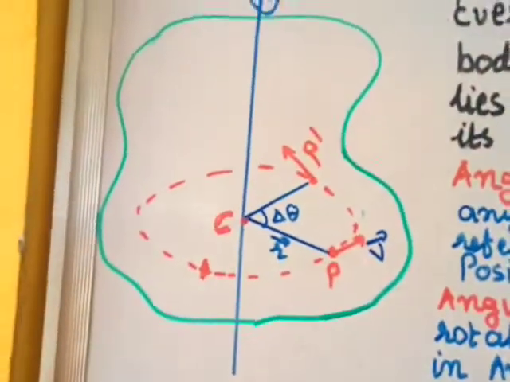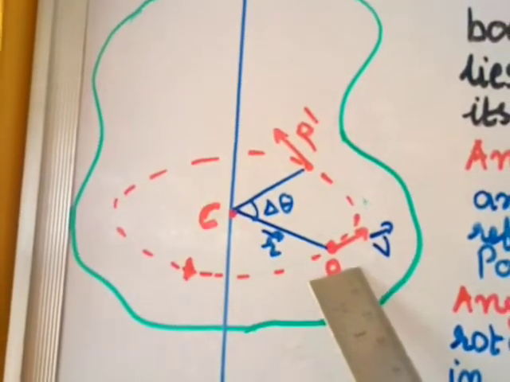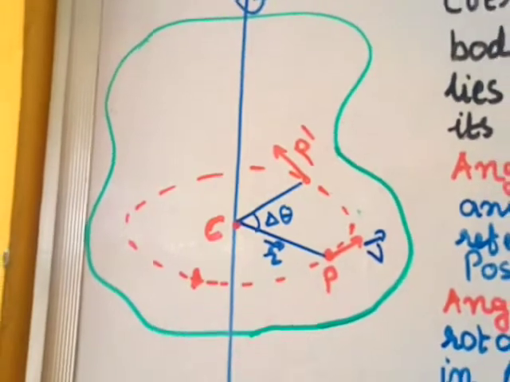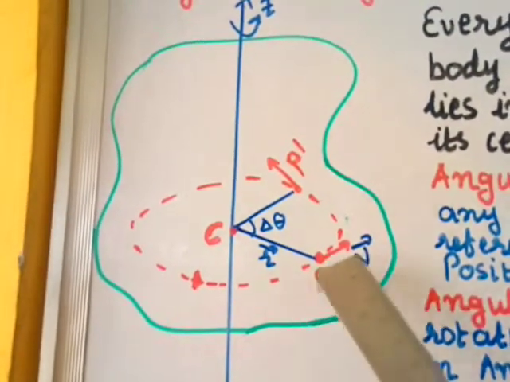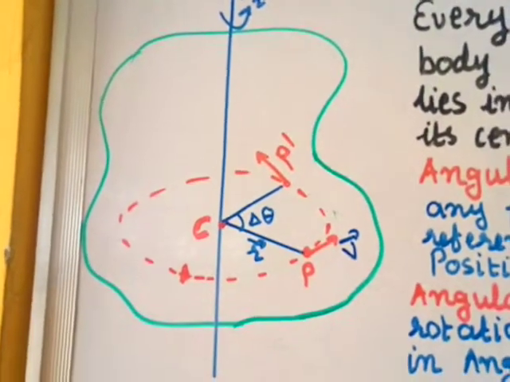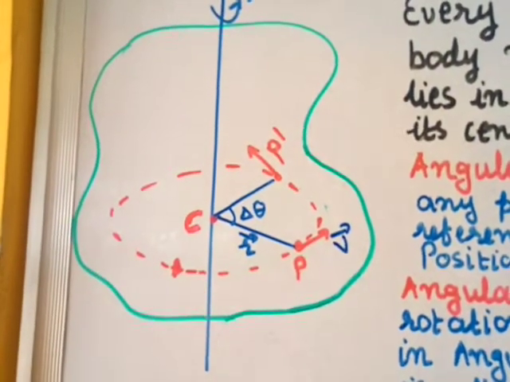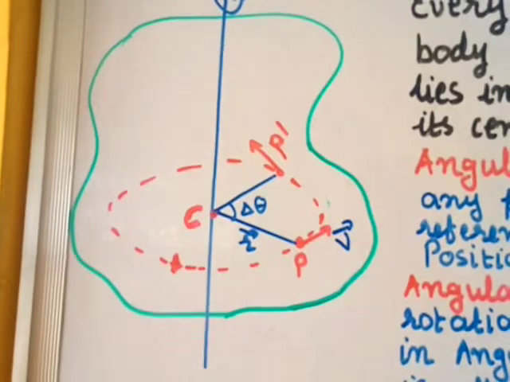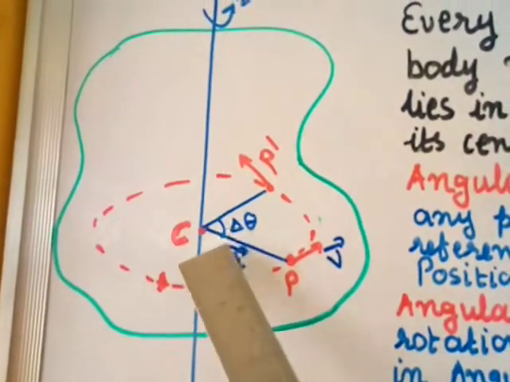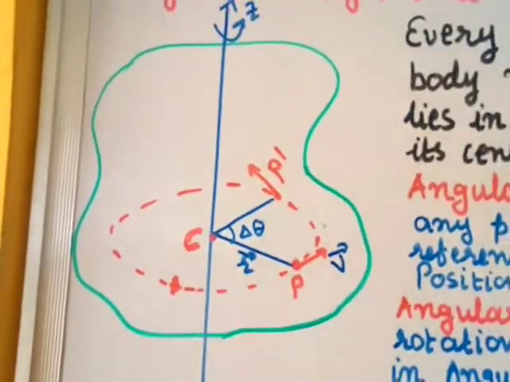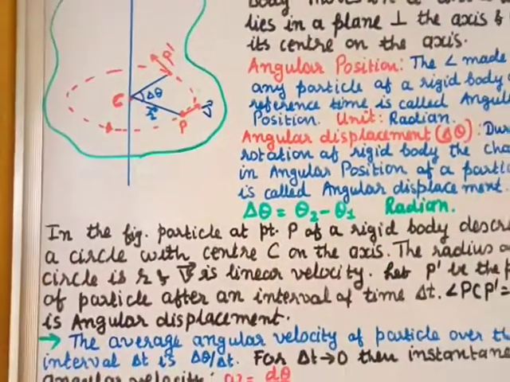You can look at this figure. Suppose at time t the point is at P, and the angular position is theta 1. After some time it goes to P dash, and the angular position is theta 2. Then the difference between them, theta 2 minus theta 1, is called the angular displacement. So this angle delta theta is the angular displacement.